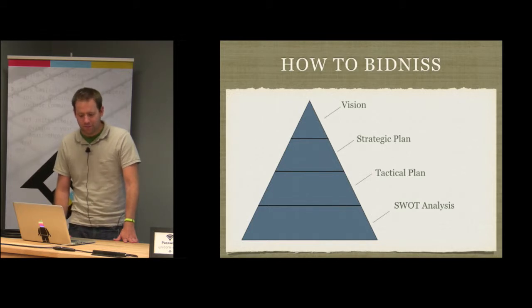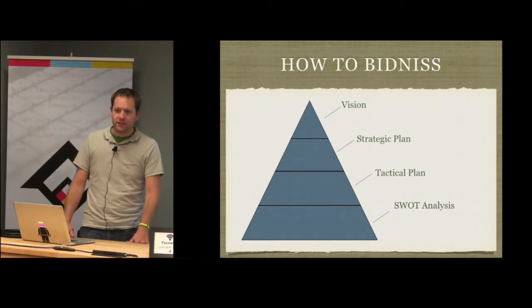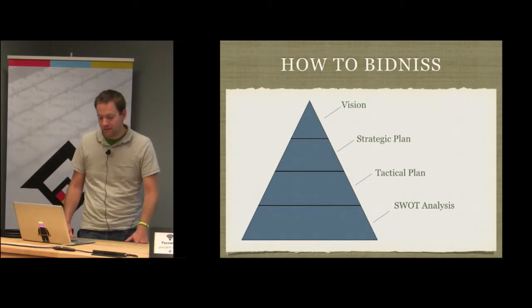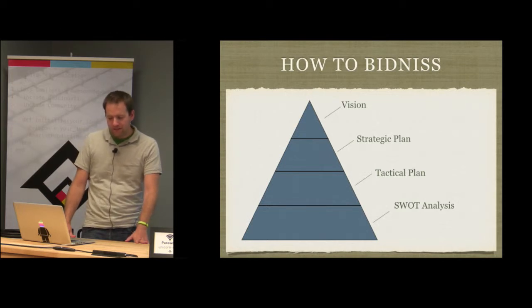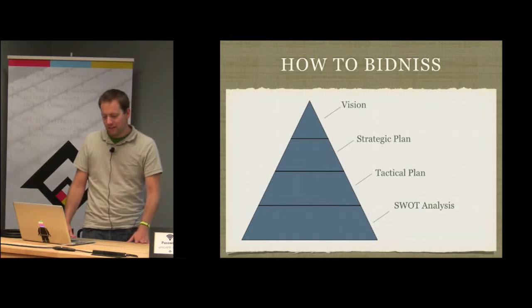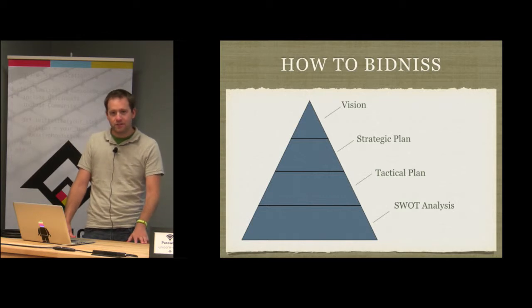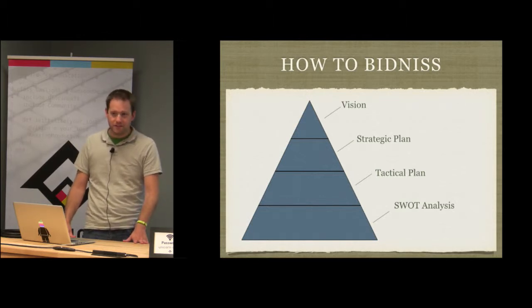So you start at the top with the vision, and that should not really change, maybe every 10 years or so. Your strategic plan should be a long-term plan. You shouldn't be changing it every year. That's a 3 to 5 year plan, typically. A tactical plan can change pretty often. That could be every 6 months to a year. You're changing your tactics, still keeping an eye on the vision to where you want to go.